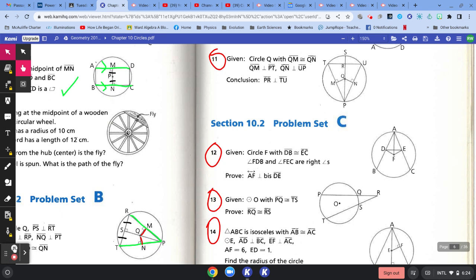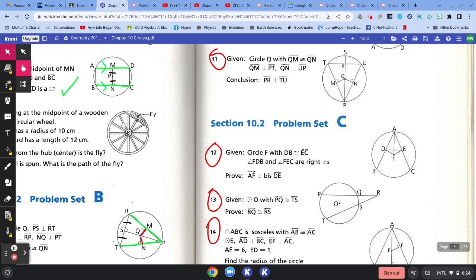So, number 11. In number 11, we are given a circle, Q. That means Q is the center of the circle. And we've been given that QM is congruent to QN. We're also told that QM is perpendicular to TP, or PT. We're told that QN is perpendicular to UP as well. And we want to prove that PR is perpendicular to TU.